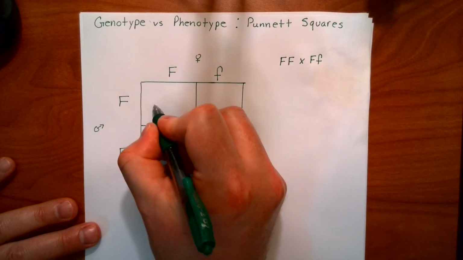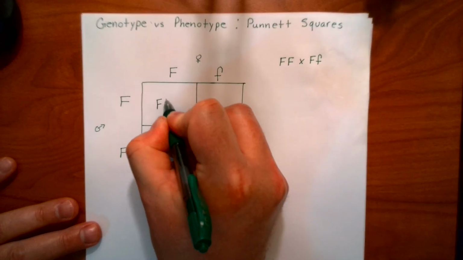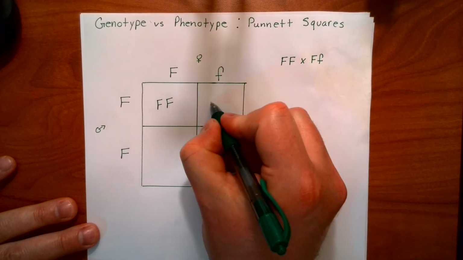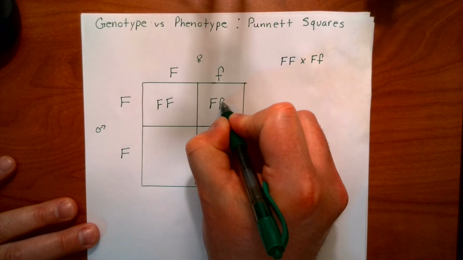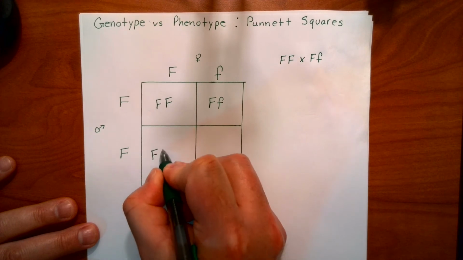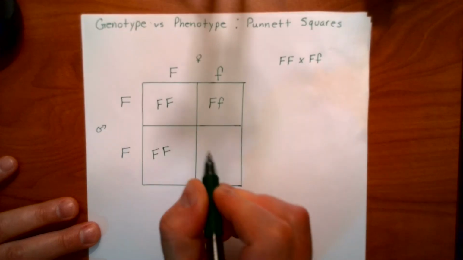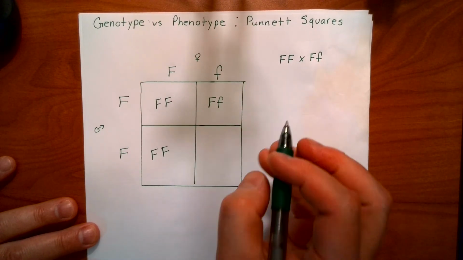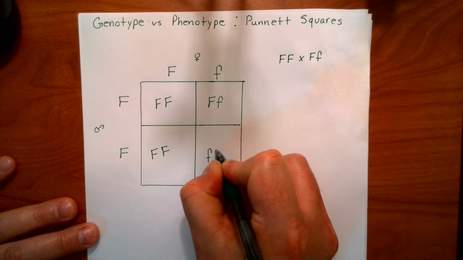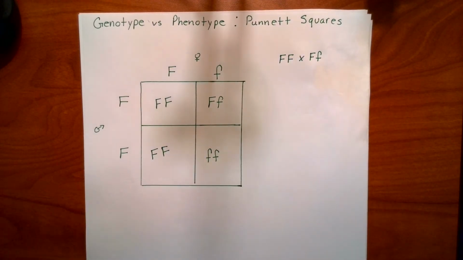The offspring could be homozygous dominant. Another possibility is that they could be heterozygous. The third possibility is that they could be homozygous dominant. And then lastly, there's a small chance that they could be recessive, or homozygous recessive.